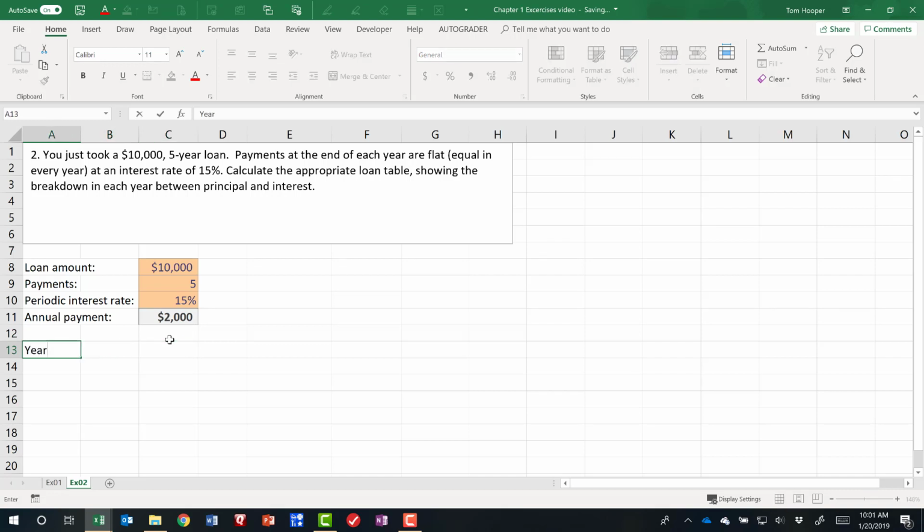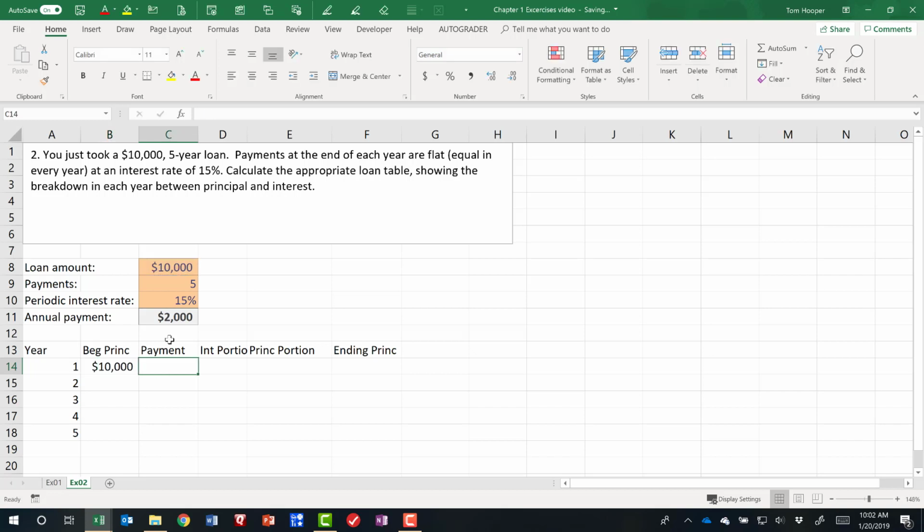And then we'll build out a loan table with our years. We'll want a beginning principal, the payment size, the interest portion of the payment, principal portion of the payment, and the ending principal for that year. The beginning principal is, of course, just $10,000 for the first year. We'll not copy that anywhere, so we don't need absolute references. The payment will always be whatever is in C13, so we do need an absolute reference.